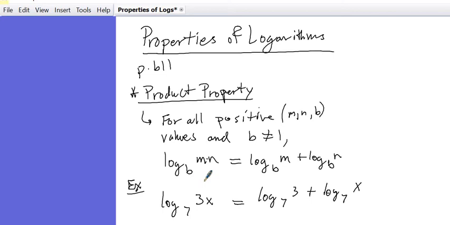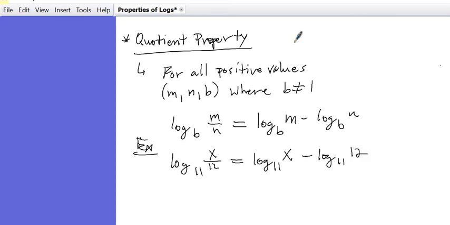Here's a basic example where we have log base 7 of 3x. That's equal to log base 7 of 3 plus log base 7 of x. I just broke up my product into two separate terms, two logs with the product broken into parts. Any questions about that? We're going to see later on how we use this to solve equations. Okay, let's continue.